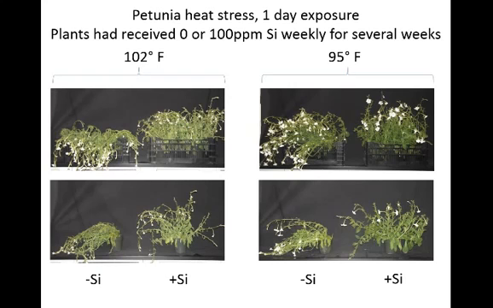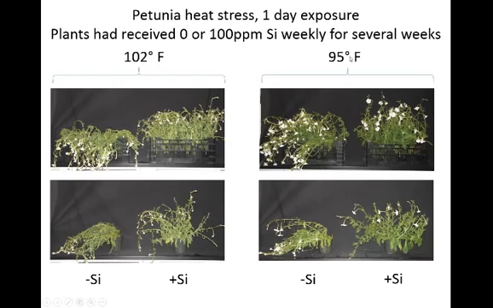And then we put them in a growth chamber where we ratcheted up the temperatures to either 95 degrees Fahrenheit or 102 degrees Fahrenheit. So pretty severe heat stress, and we kept that going for 24 hours. And you'll see our silicon-treated plants. So if we look at the 102 degrees treatment, all the plants are looking pretty bad, but our silicon-treated plants are more upright and showing less of that wilting.